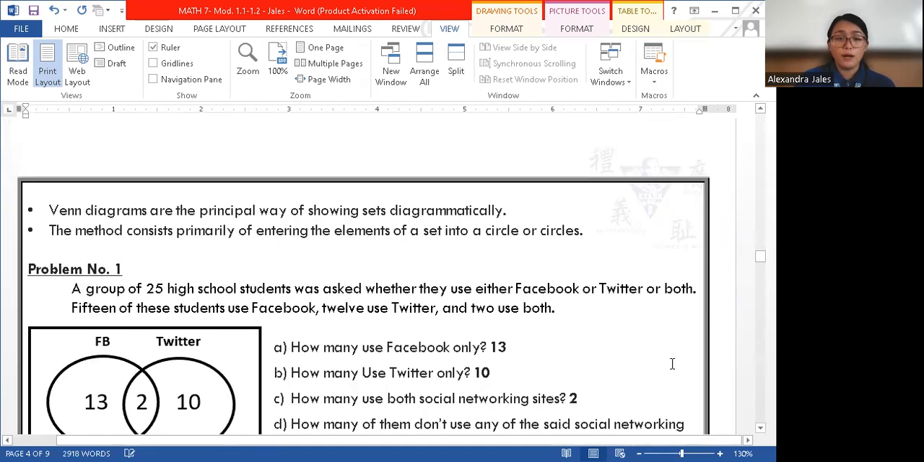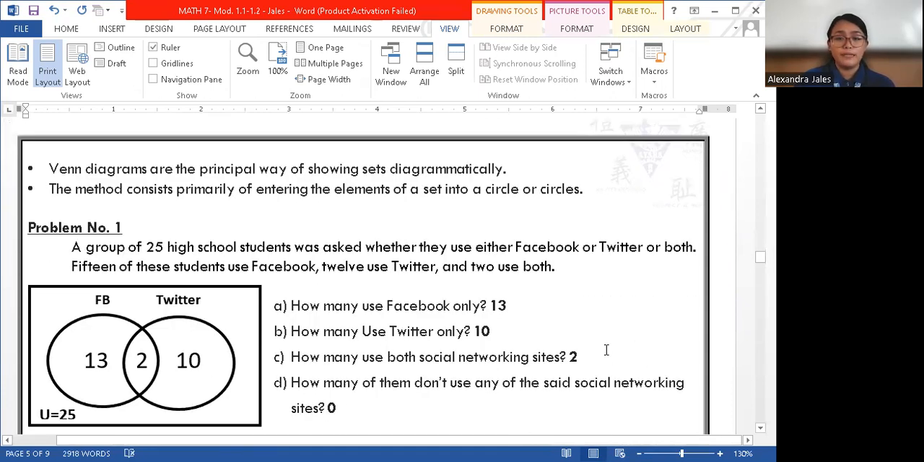So we have here problem number 1. This is a situation. A group of 25 high school students was asked whether they used either Facebook or Twitter or both. 15 of these students used Facebook, 12 used Twitter, and 2 used both. So we have here questions related to our given problem. And we also have our Venn diagram.